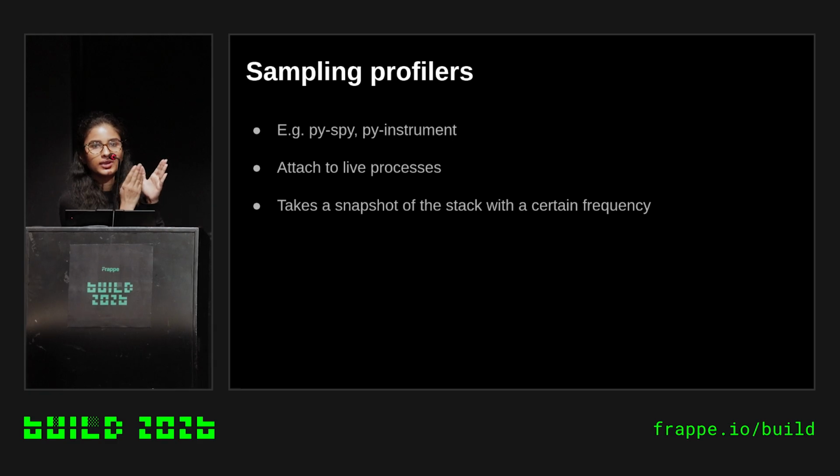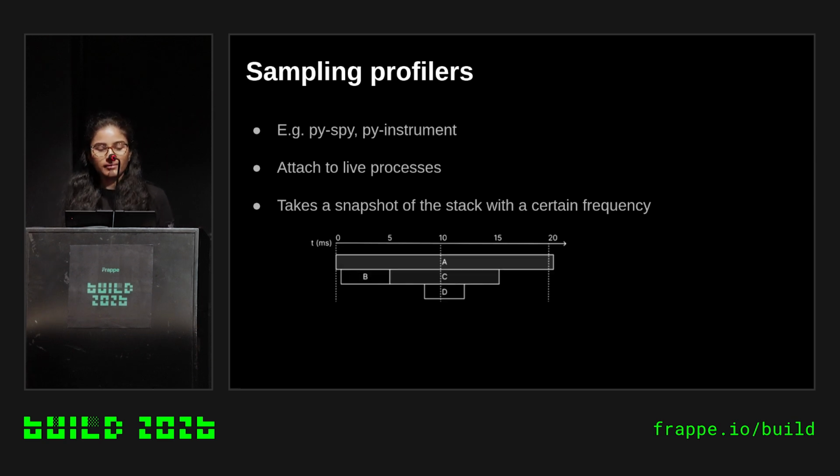So there is a brief stop signal, but it's not big enough for it to count towards anything. And this happens at a certain frequency, which you can specify. The default is usually 10 milliseconds, which is good enough for most of the performance bottlenecks that you want to find. So this is what it looks like.